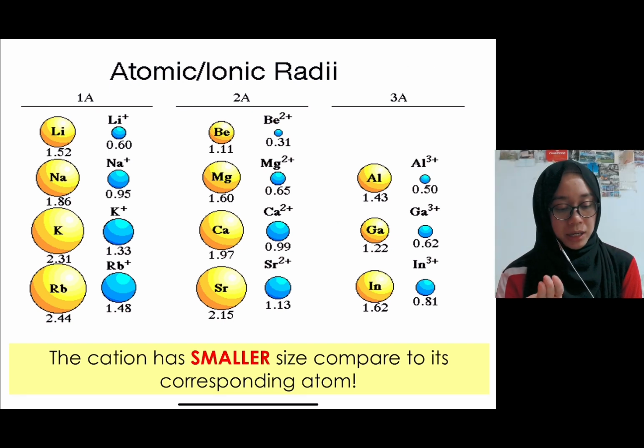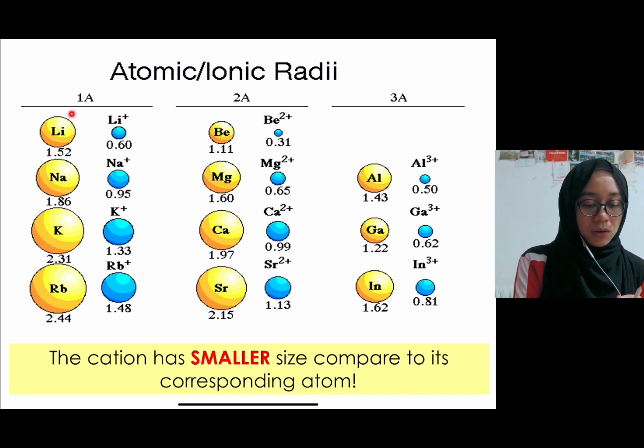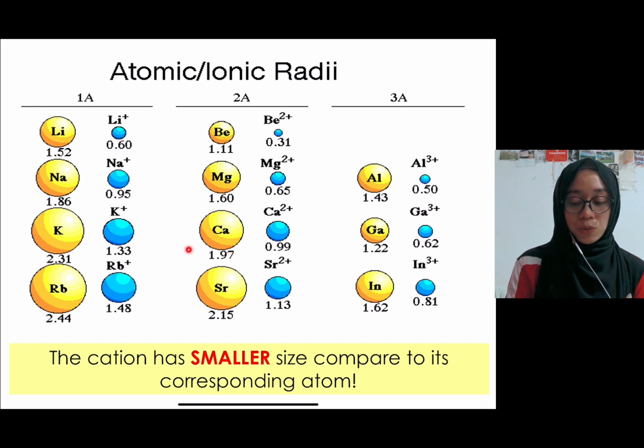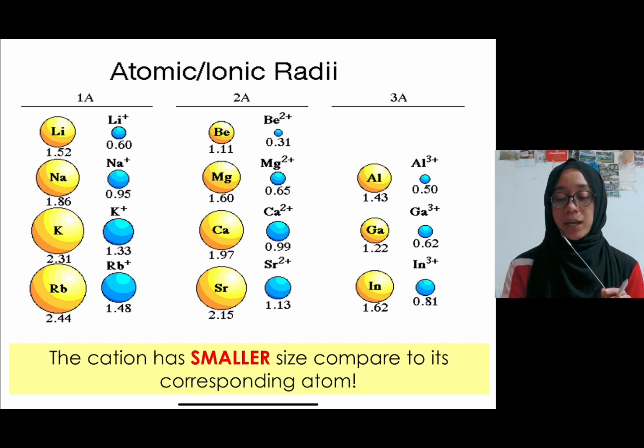Kalau kita tengok gambar ni, as you can see, kita ada yang dalam group 1, yang sebelah kanan ni adalah group 1. So untuk yang warna kuning itu semua adalah atom dia. And then kalau yang warna biru ni semua adalah dia punya ion lah. So as you can see, the cation is smaller compared to its atom. Okay, so same goes to yang contoh group 2 dengan group 3 sebelah ni. So the cation has smaller size compared to its corresponding atom.